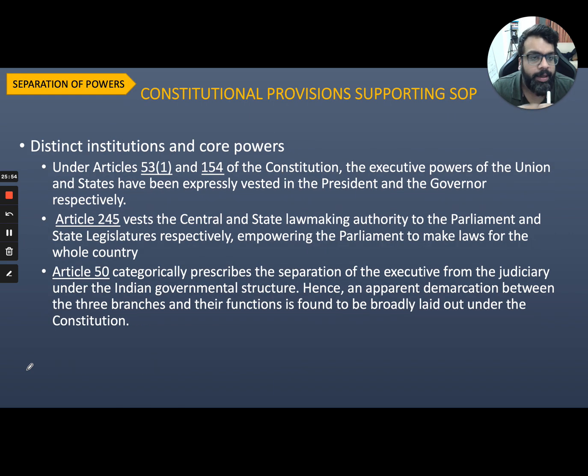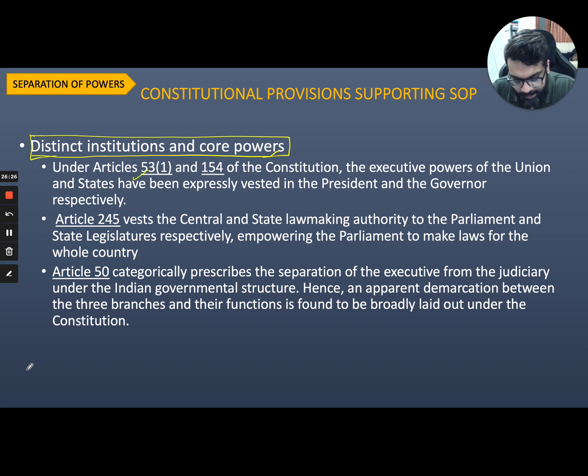So let's now look at constitutional provisions which support separation of powers. Now you see there are distinctly, we've got to do this in two ways. First, we've got to figure out how does the Constitution provide for distinct institutions and core powers. And secondly, we then have to look at how autonomy and independence has been given to certain agencies. So first, let's understand distinctiveness of the institutions.